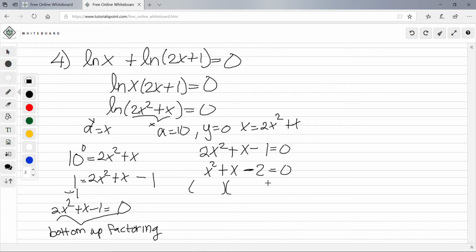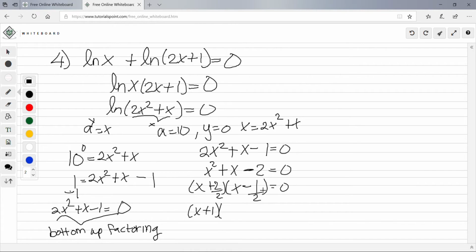Then we can factor this. So this is x, x. We need two numbers that multiply to negative 2 and add to positive 1. I will use positive 2 and negative 1, because 2 times negative 1 is negative 2, and 2 plus negative 1 is positive 1. So that works. Now remember the coefficient 2, you divide it by the 2 and the negative 1. So 2 over 2 is 1, so this is just x plus 1.